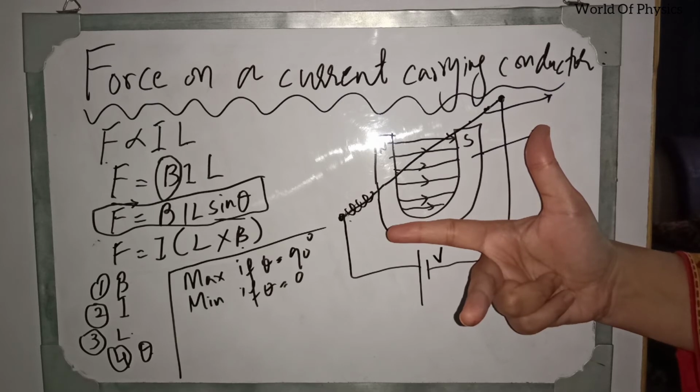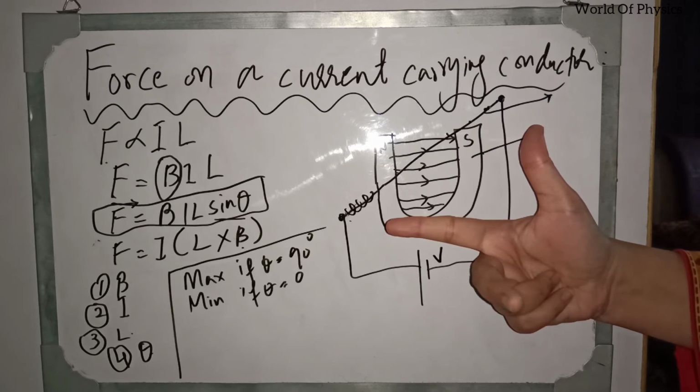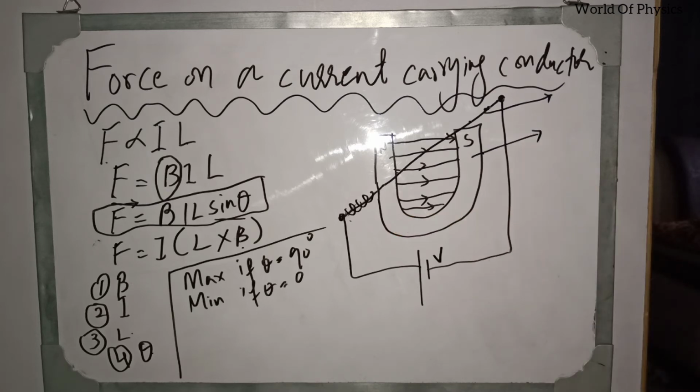The first finger is pointing in the direction of magnetic field, and the second finger is pointing in the direction of current, and these two generate this force, which is perpendicular to both magnetic field and current. In this way, with the help of Fleming left hand rule, we can find out the direction of all these three quantities, especially the direction of mechanical force.